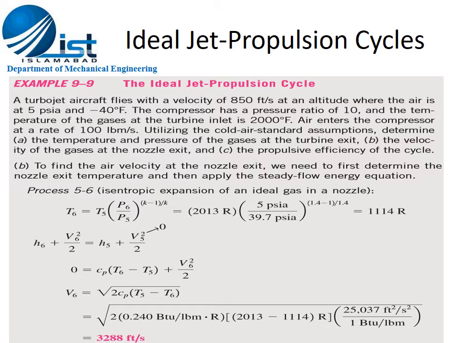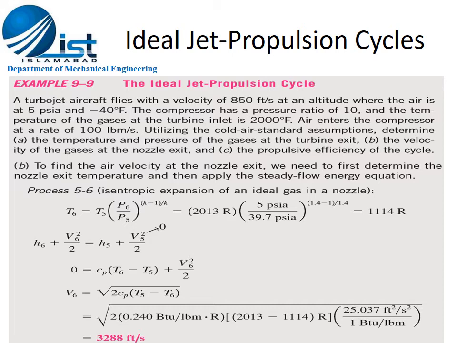Here one thing should be remembered: the velocity at point number 5, which is the inlet of the nozzle, will be considered almost equal to 0. Similarly, at the exit of the diffuser, in case of an ideal jet propulsion cycle, the velocity will always be 0. Similarly, the velocity at the nozzle inlet will almost be equal to 0.